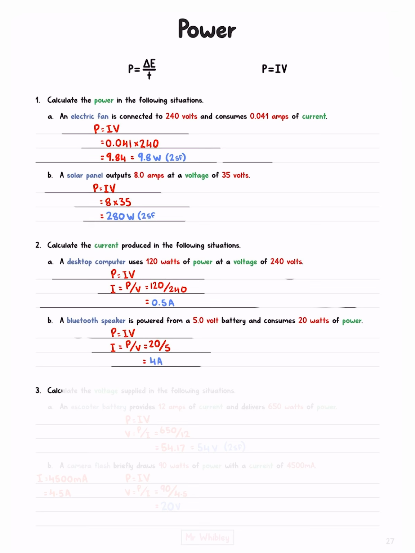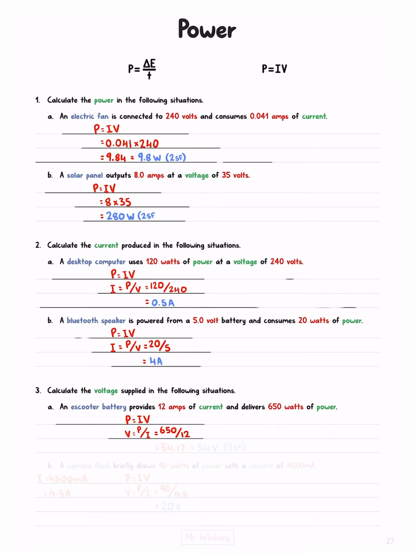Question 3. Calculate the voltage supplied in the following situations. An e-scooter battery provides 12 amps of current and delivers 650 watts of power. Knowing that P is equal to IV, we can rearrange this for voltage by dividing both sides by current. We know the power, we know the current, and so we get 54.17 or 54 volts to 2 significant figures.